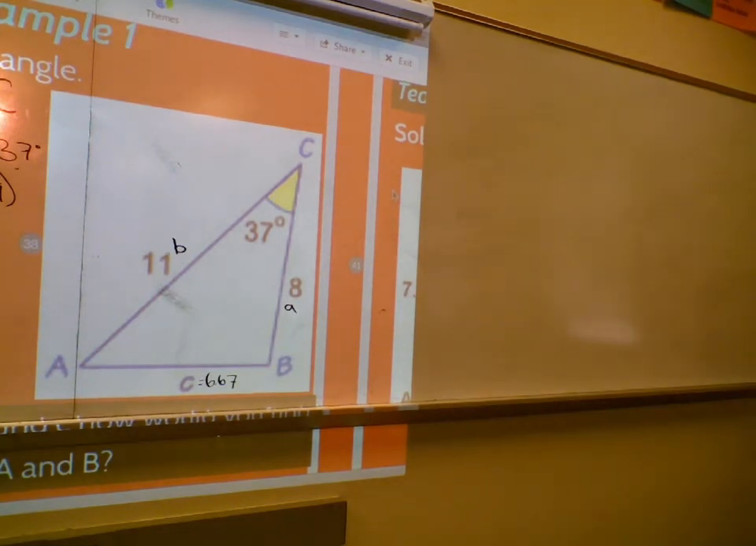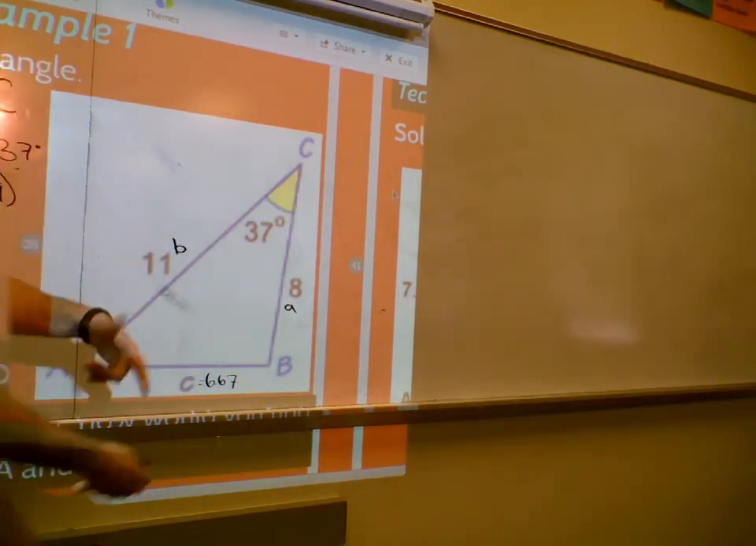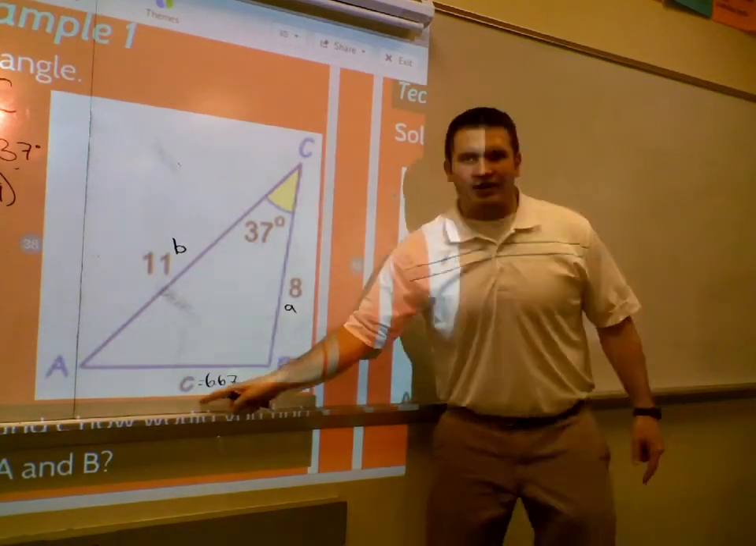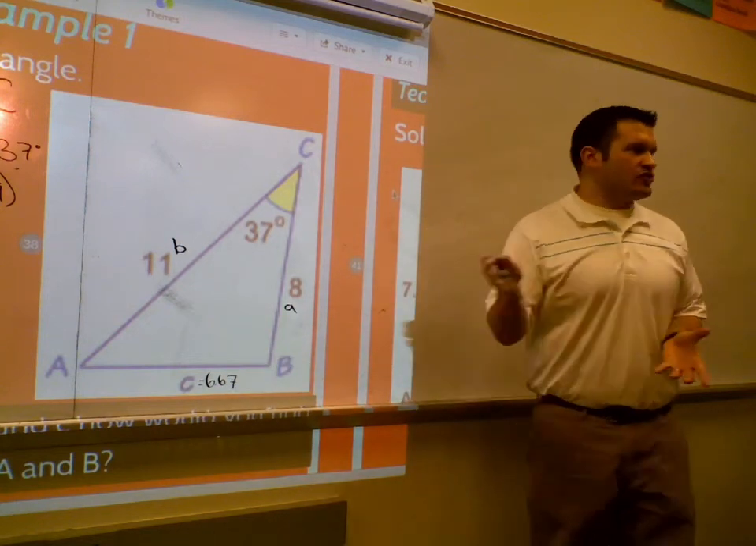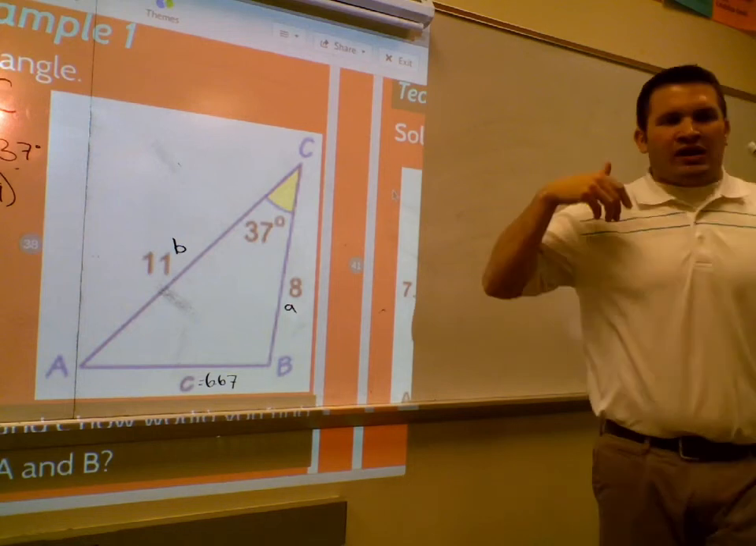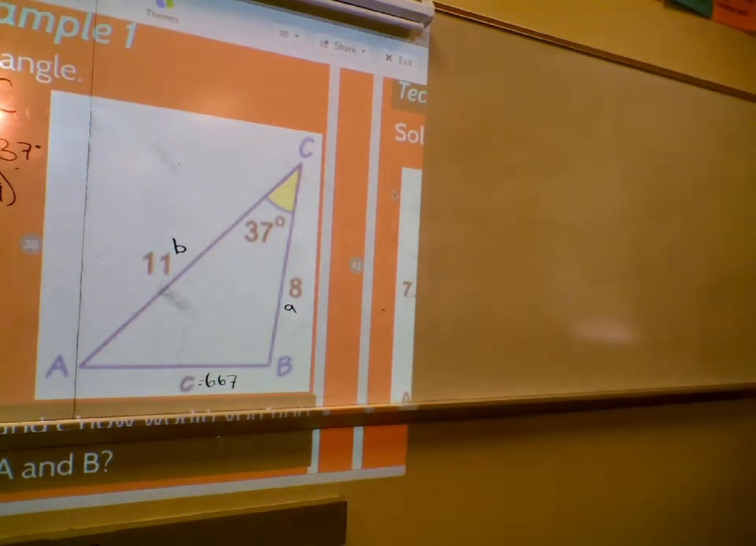So when I want to find A, what should we use? Nope, it's not a right triangle. Someone say it. Law of sines, thank you, Whitney. If we were going to solve for A and B now, since we have a big C and a little c, we should use law of sines. It'll make our job easier than if we try to use law of cosines again. So, my advice to you guys, use law of cosines as little as you need to. If you don't have an angle and a side combination, use law of cosines.